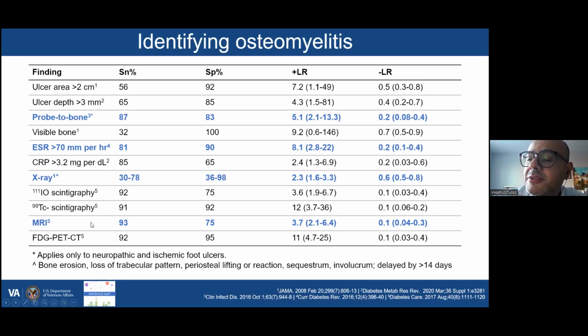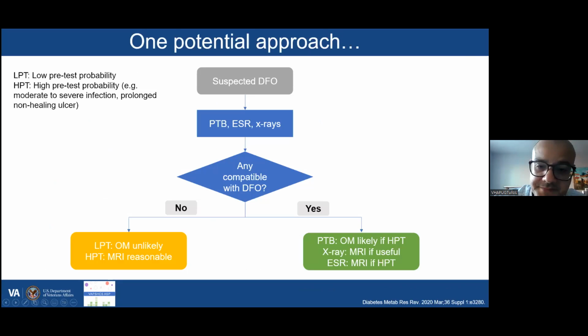The tests that you're going to be relying on more in terms of clues to identifying osteo are your probe to bone, your ESR, and your X-ray, and your MRI if you have a question after those. Usually, a lot of those initial tests are done in the emergency department, and depending on your pretest probability of osteomyelitis, you can get a diagnosis pretty quickly. But again, like I said, if there's any question, an MRI will be highly sensitive and specific for osteomyelitis.